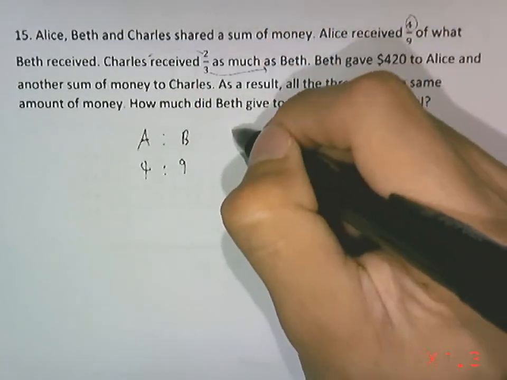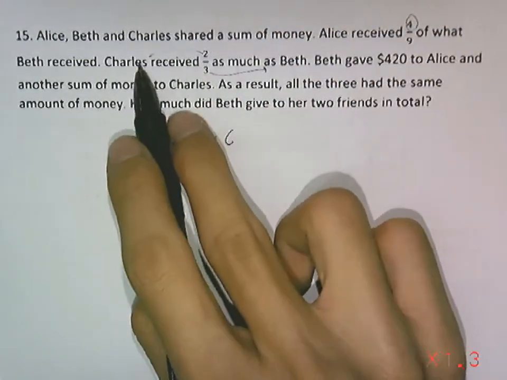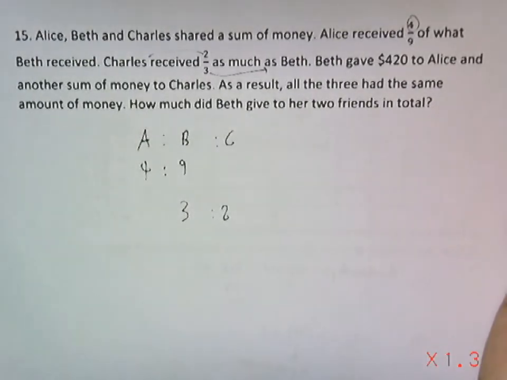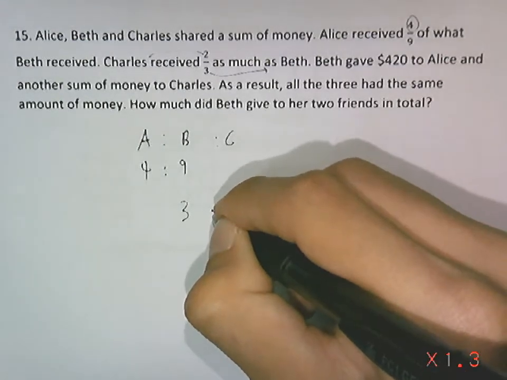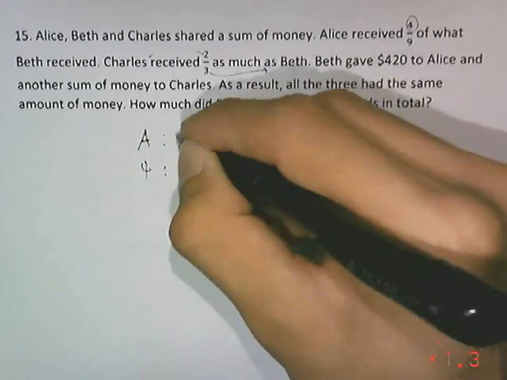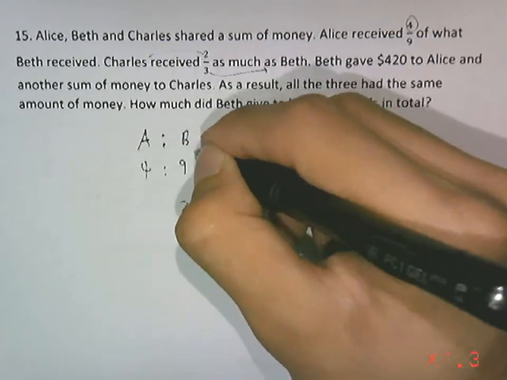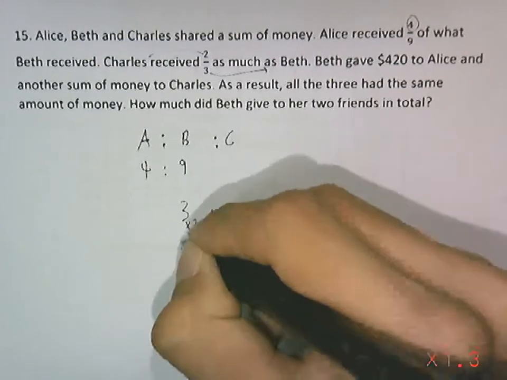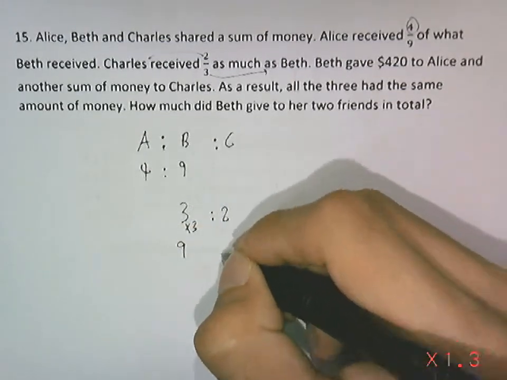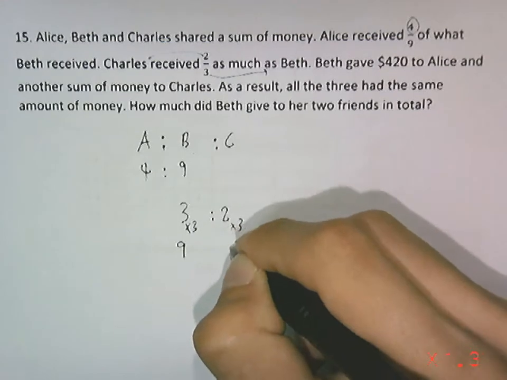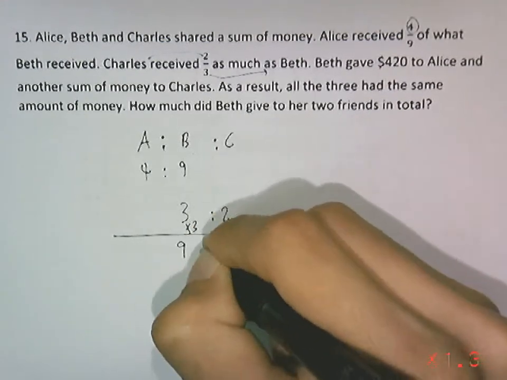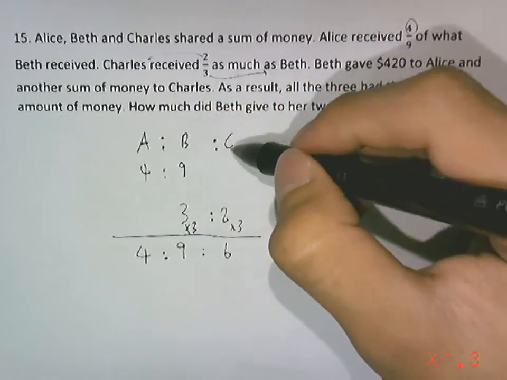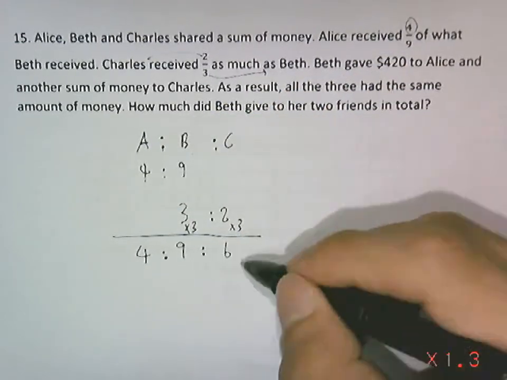So the ratio of Beth and Charles: Charles 2, Beth 3. Making them similar units, the single subject that has to be the same is Beth, 9 and 3. Since 3 is lower, make 3 go up to 9 by multiplying by 3. So you can start this off with a ratio: Alice to Beth to Charles as 4 is to 9 is to 6.